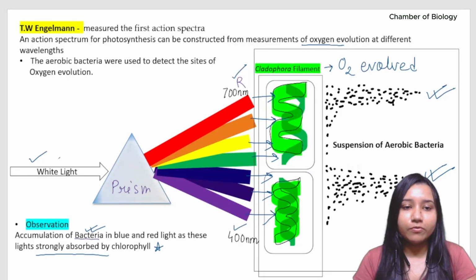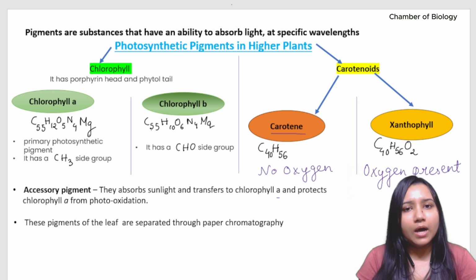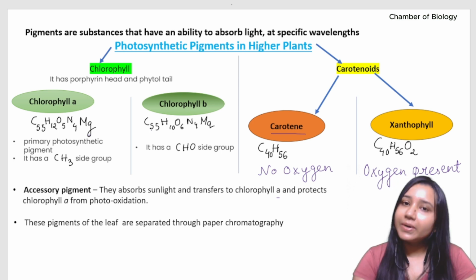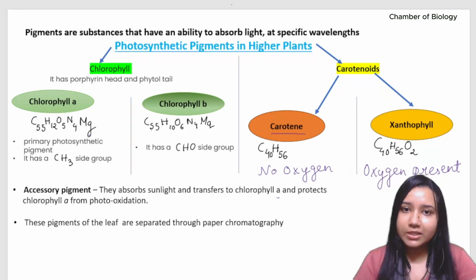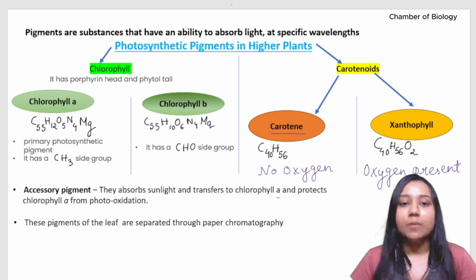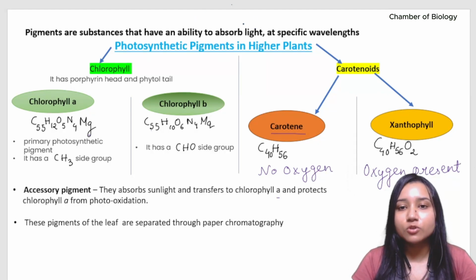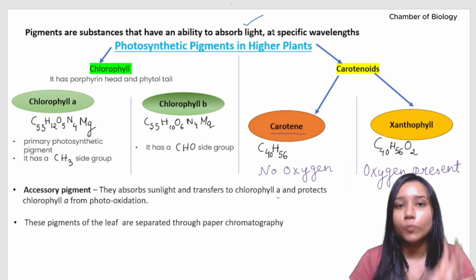Now before we jump into that, I will be telling you about the different pigments present in plants, mostly higher plants, but there are other pigments also present in other organisms, like algae, blue-green algae, or bacteria. But what are pigments? These are substances that have the ability to absorb light at specific wavelengths.